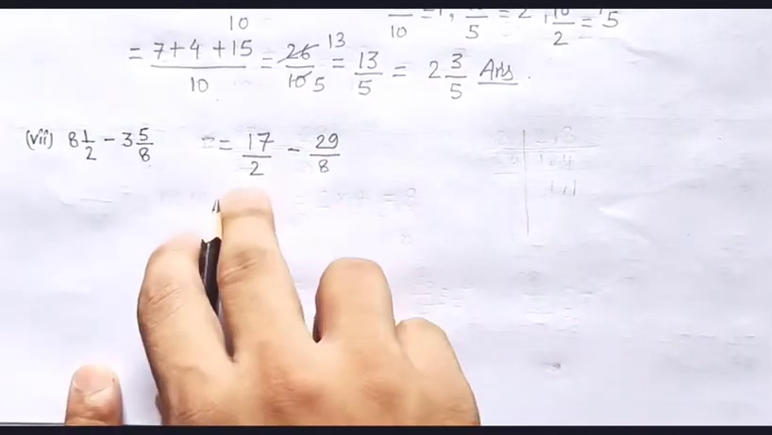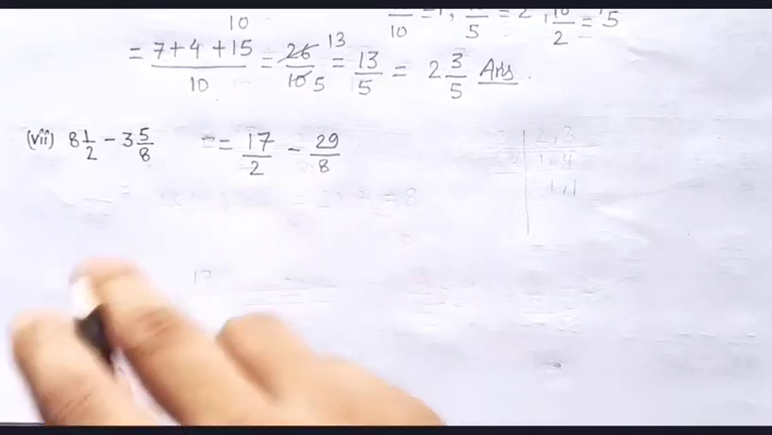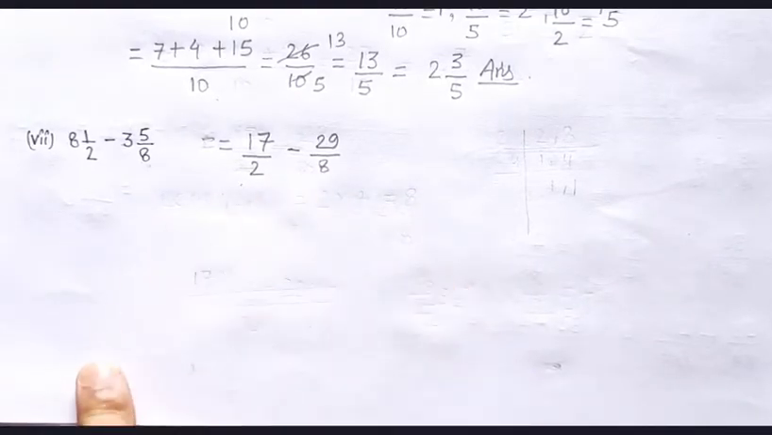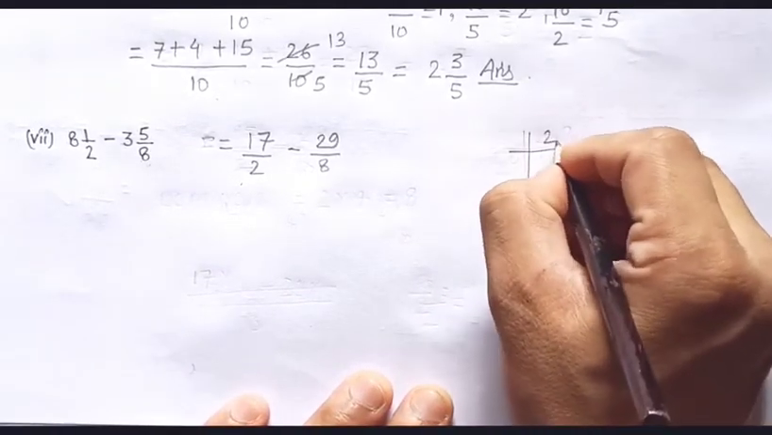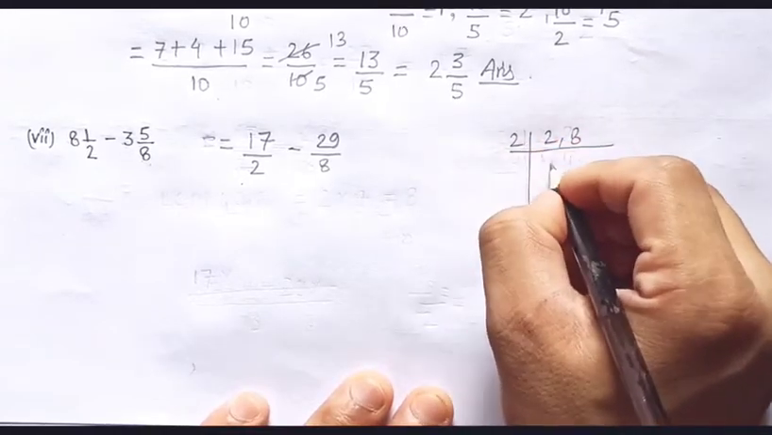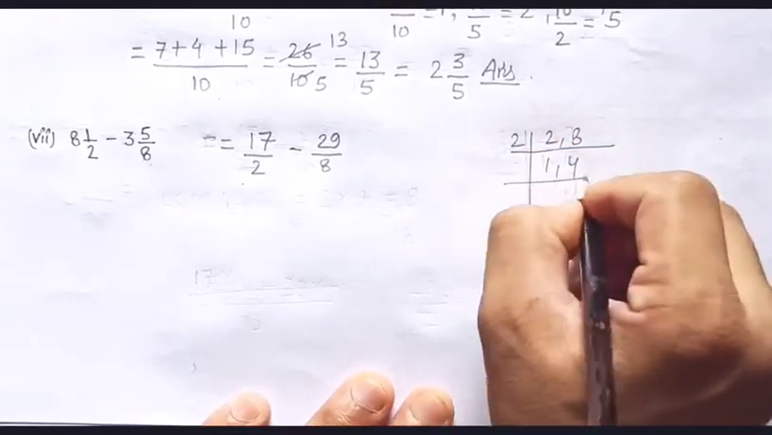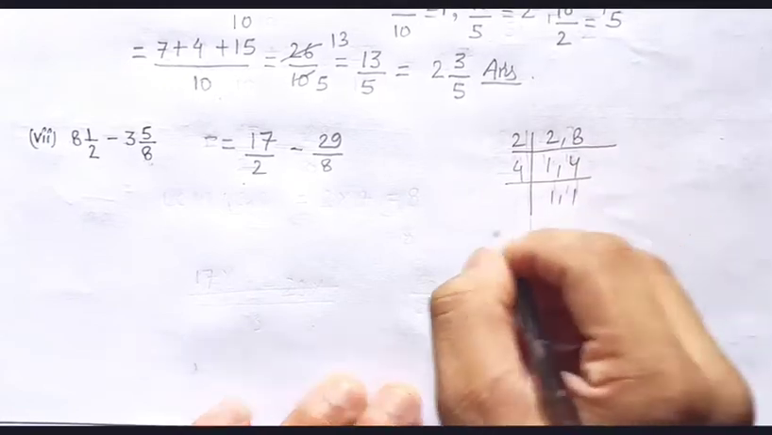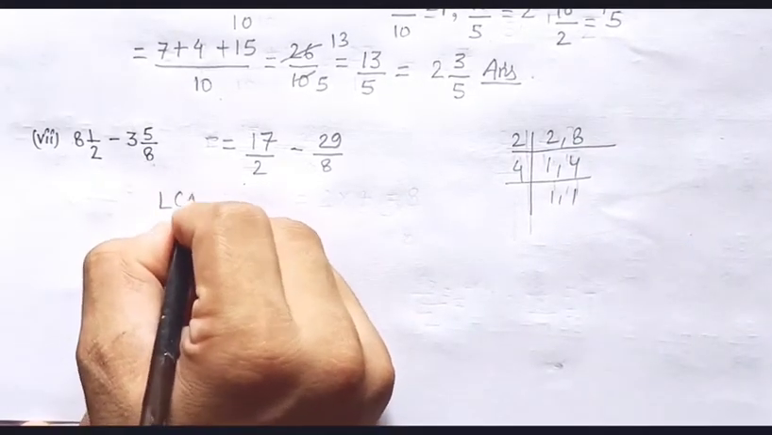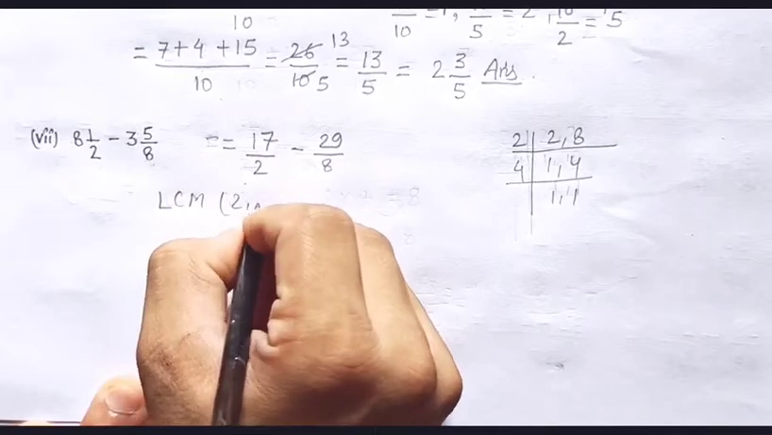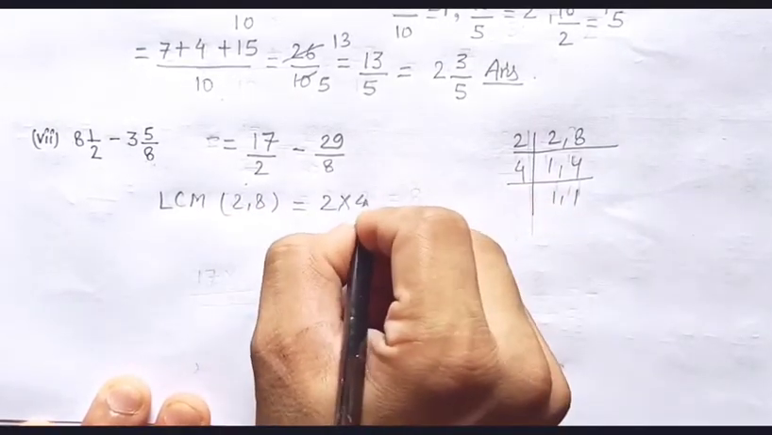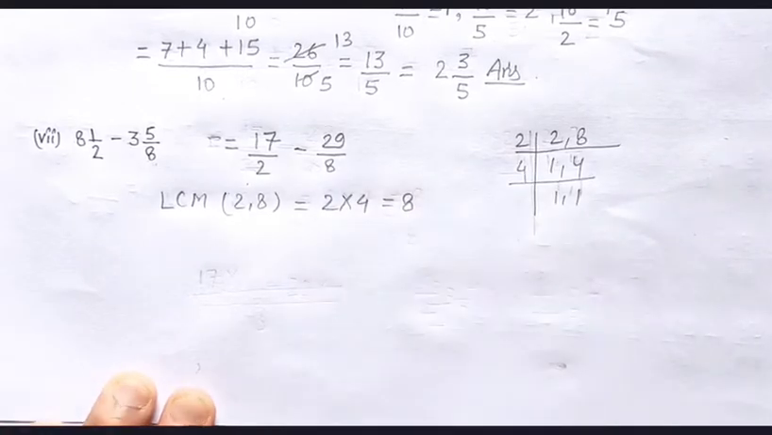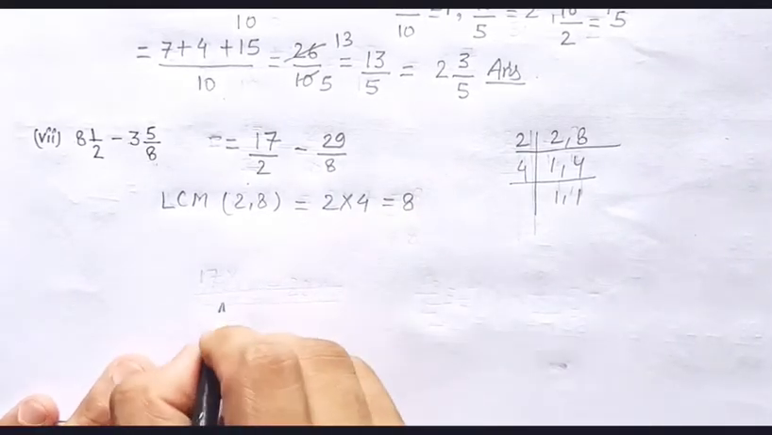Now you can see the given fractions are unlike fractions because the denominators are different, that is 2 and 8. So first we have to take the LCM of the denominators, 2 and 8. When we divide by 2, it gives 1, 4, and again 4, 1, 1. So we can say the LCM of 2 and 8 is equal to 2 into 4, which comes out to be 8. Now let us see how we proceed.